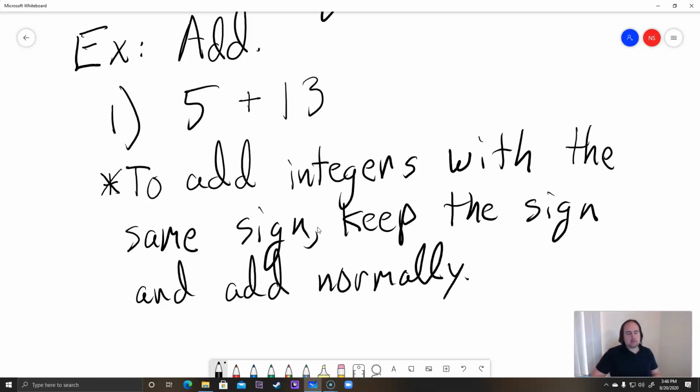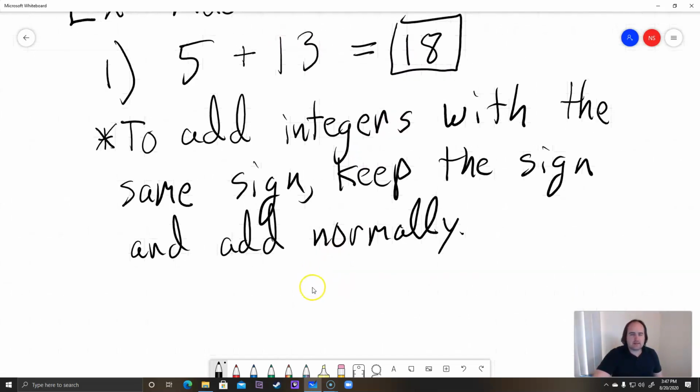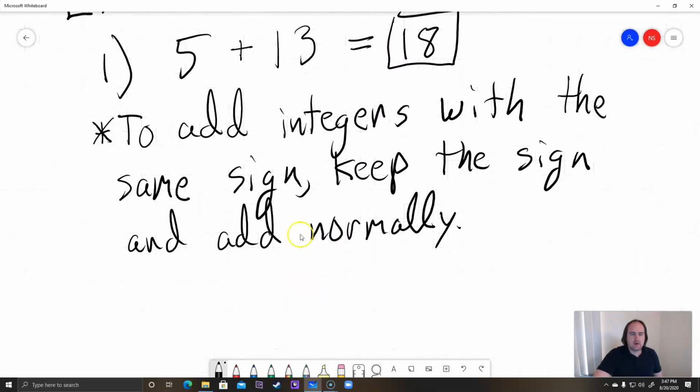Now this one is such a simple problem, most people could do it in their head, because 5 plus 13 is 18. They're both positive, so you just add and you keep the sign. The sign here is plus, so this gives us positive 18. But this method also works if the integers are both negative. If they have the same sign, in other words, if they're both positive or both negative, you just keep the sign and add normally.